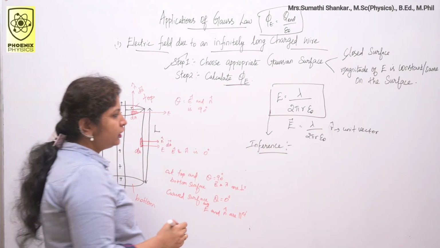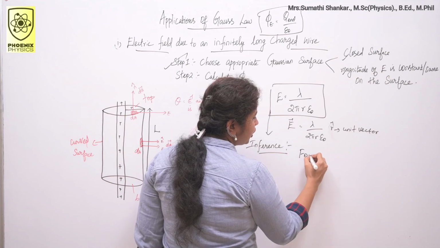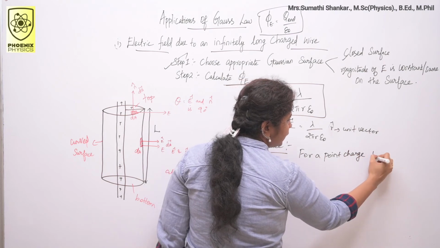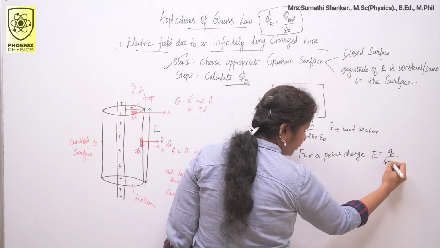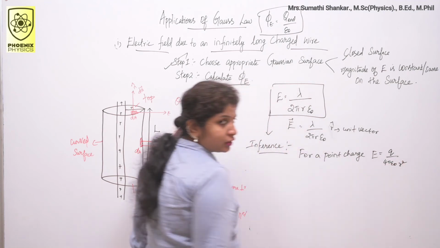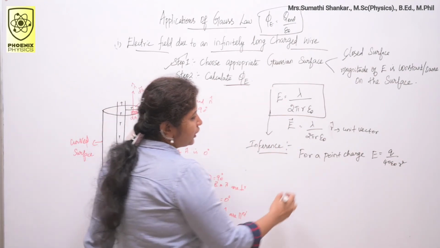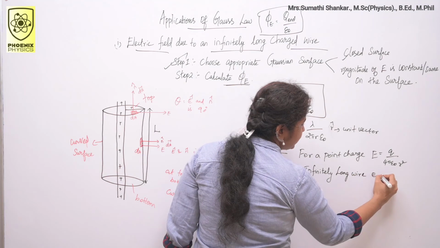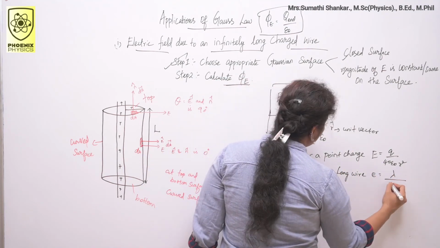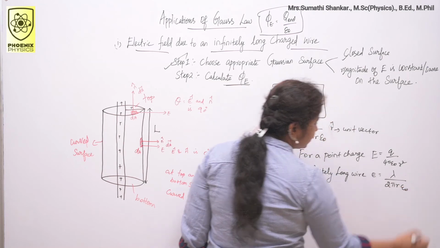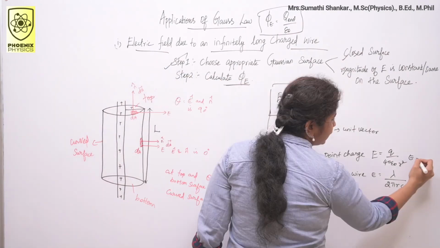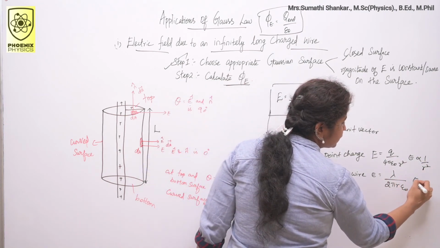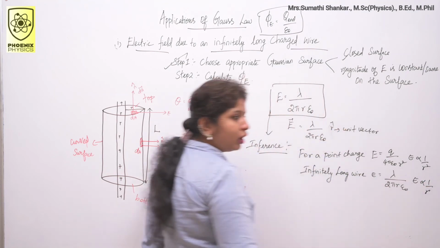First one: for a point charge, how do you calculate the electric field? E is equal to Q by 4 pi epsilon naught r square. For an infinitely long wire, E is equal to lambda by 2 pi r epsilon naught. Look at these equations. Here E is inversely proportional to r square. Here E is inversely proportional to r.